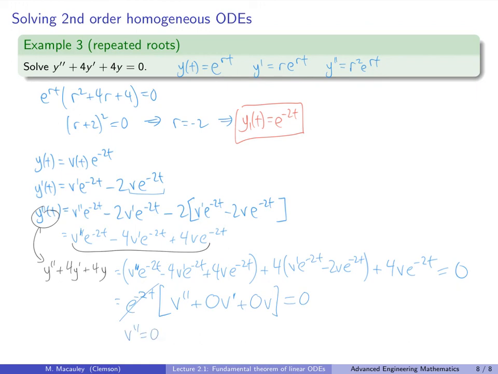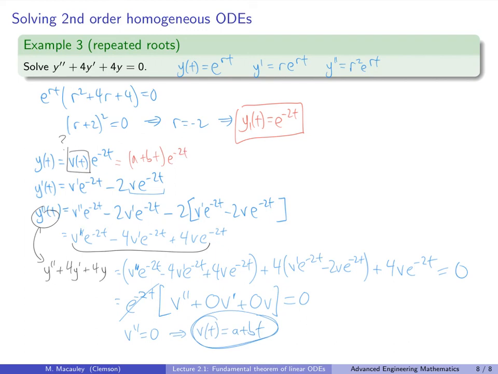What does that tell us? So v was this mystery function that we wanted to solve, and now we've said that whatever function this is, its second derivative is 0. In other words, v of t equals a plus bt. Any a and any b will work. So that means that this y of t is a plus bt times e to the minus 2t for any choice of a and b.